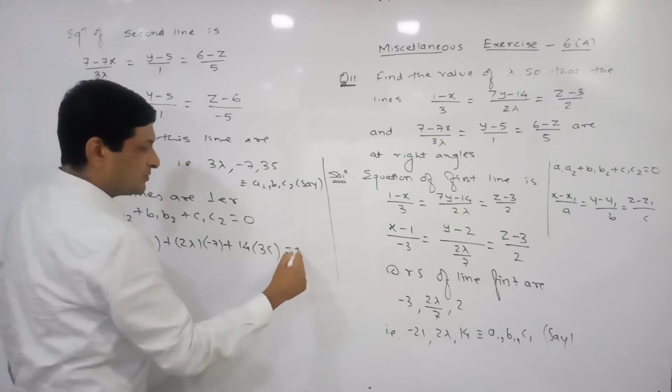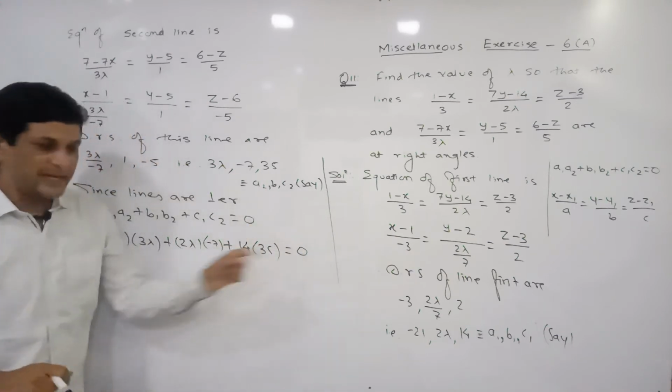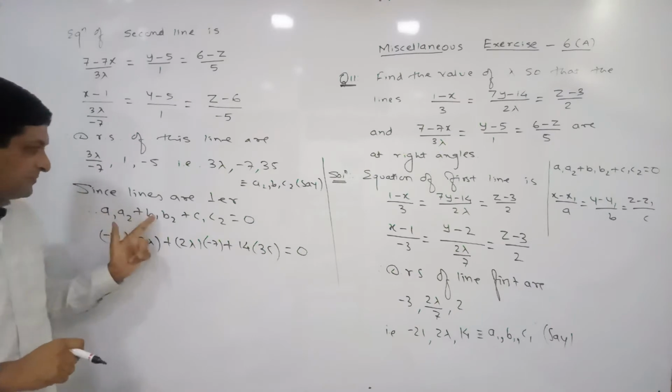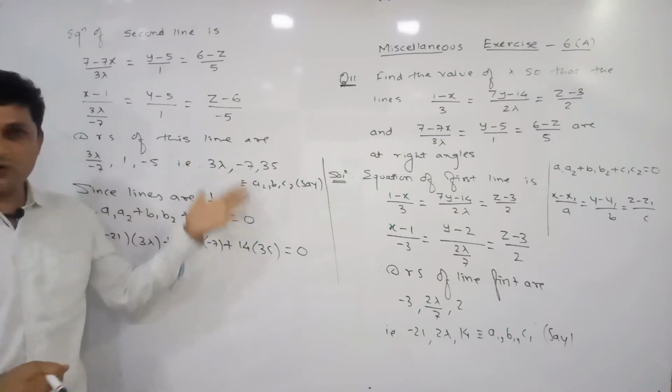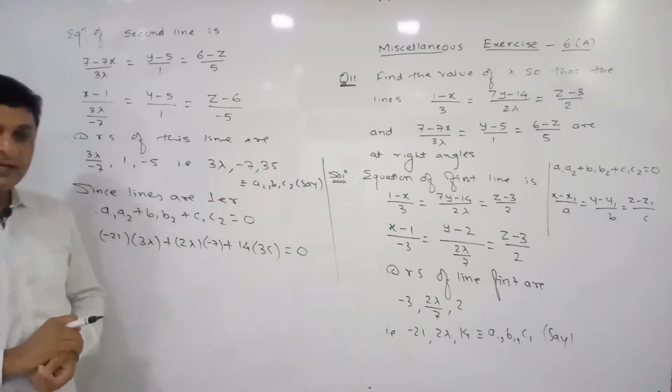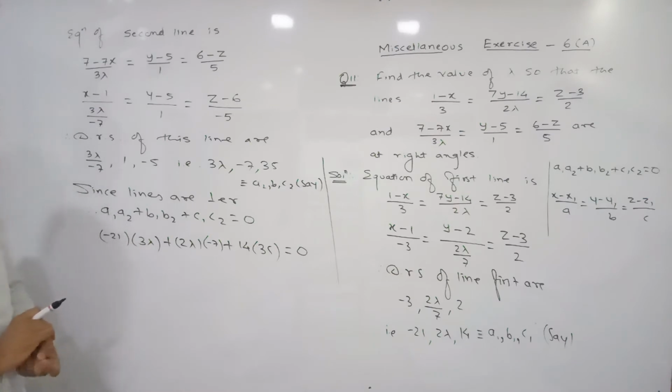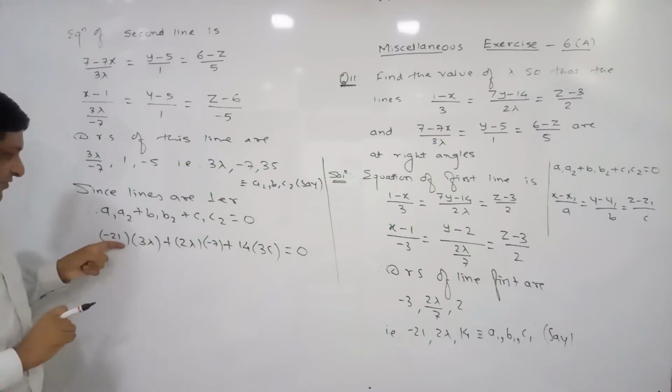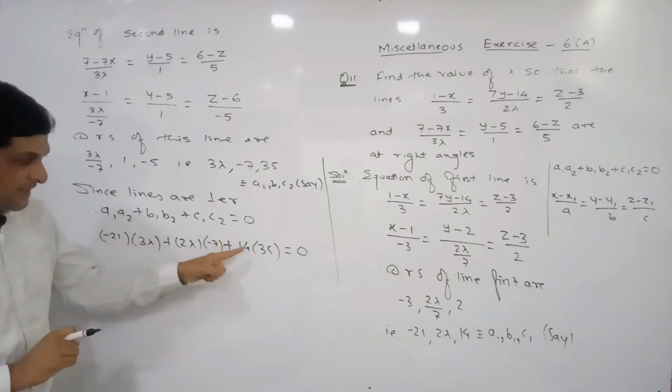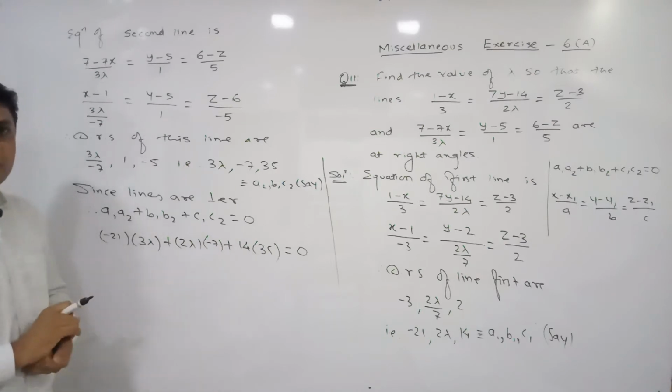This is equal to 0, keep this side as it is. We have just substituted A1 B1 C1 and A2 B2 C2. These values are already known to us. Now the remaining part is the calculation part. But if you observe all the terms, the first term, the second term and the third term, all the terms are divisible by what?